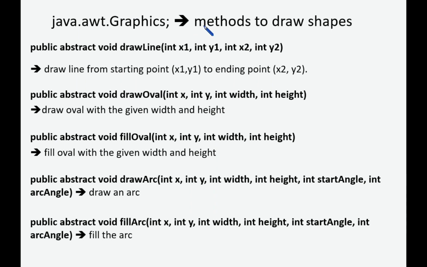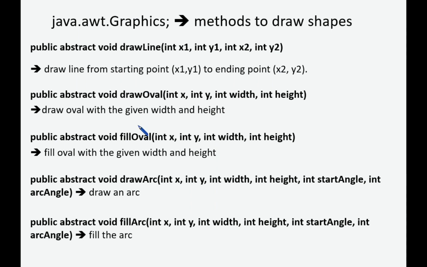So what are the other methods provided by the Graphics class? Okay. So drawLine. By using drawLine, we can draw a line. For this, we are passing four arguments, so we need two points. The starting location is x1, y1, whereas the ending location is x2, y2. Then drawOval and fillOval.